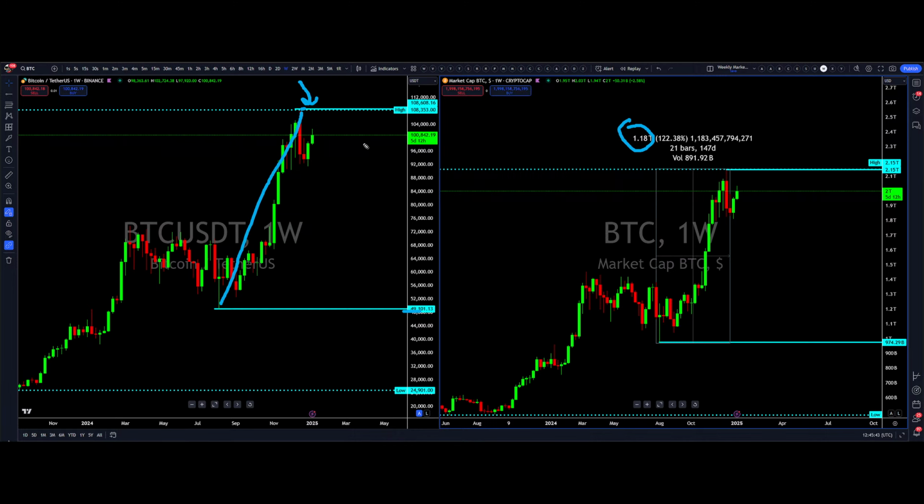So for Bitcoin to keep climbing, you need that much money to keep coming into the market to keep its trend intact for more upside. Right now I don't see another 400 or 500 billion coming into the market for another breakout, with Bitcoin hitting somewhere around 150 or 130.